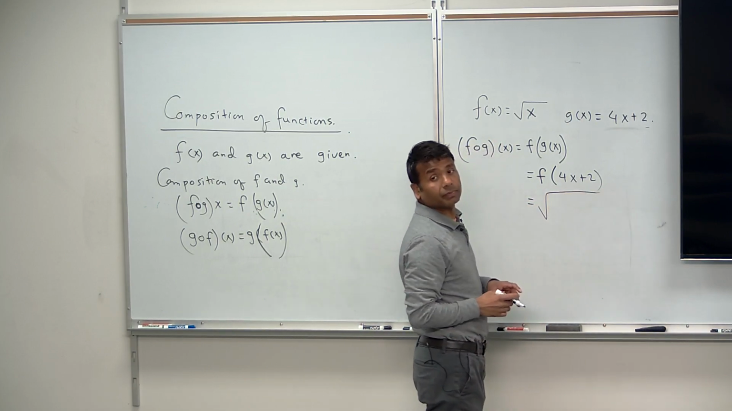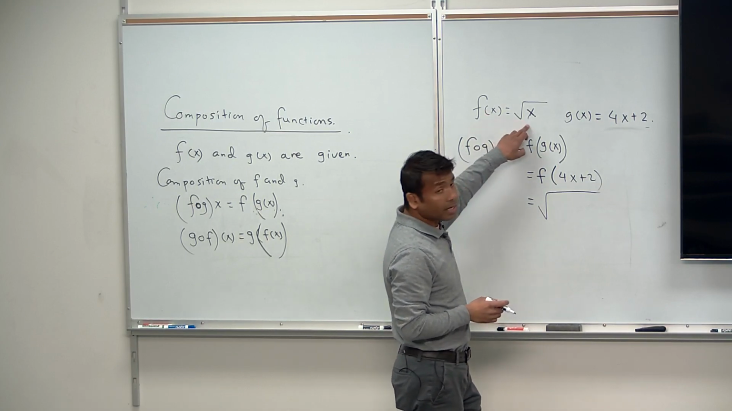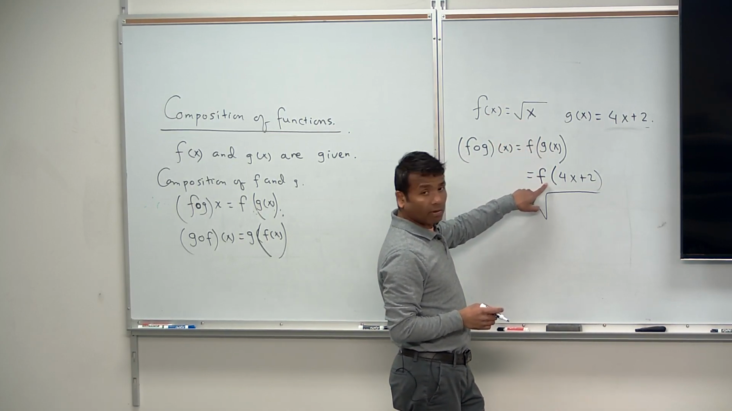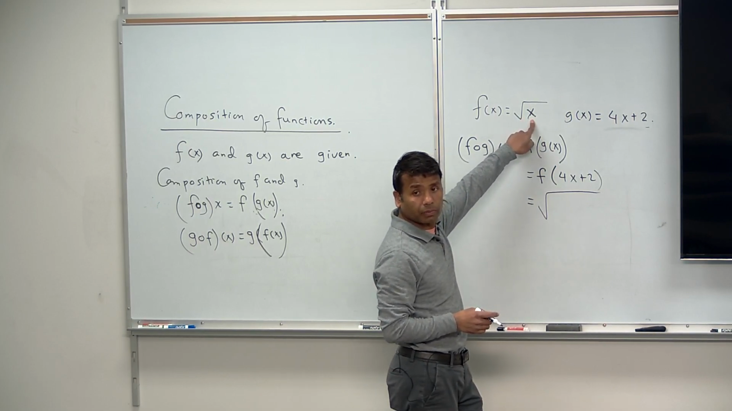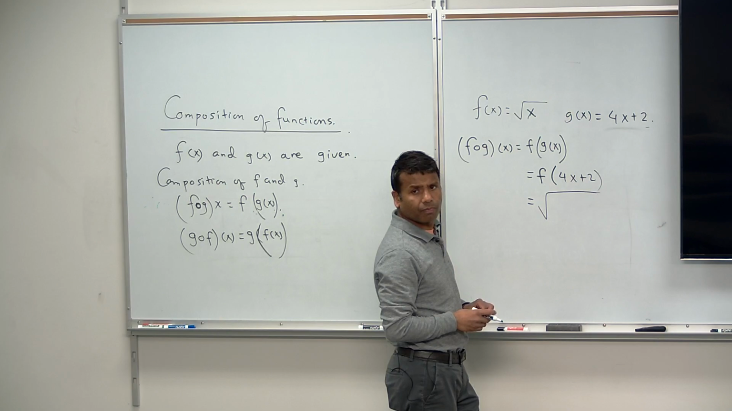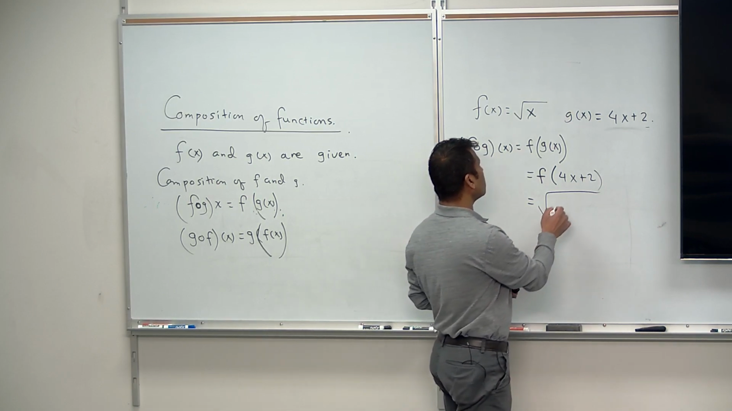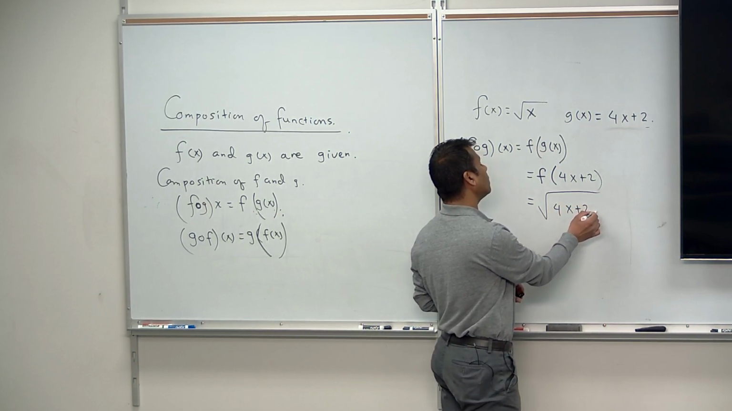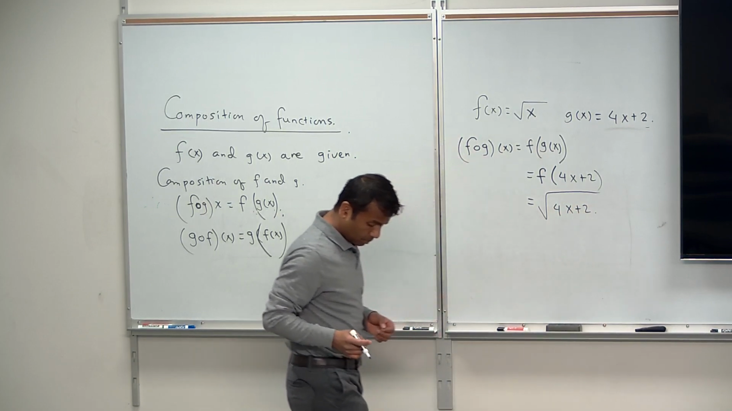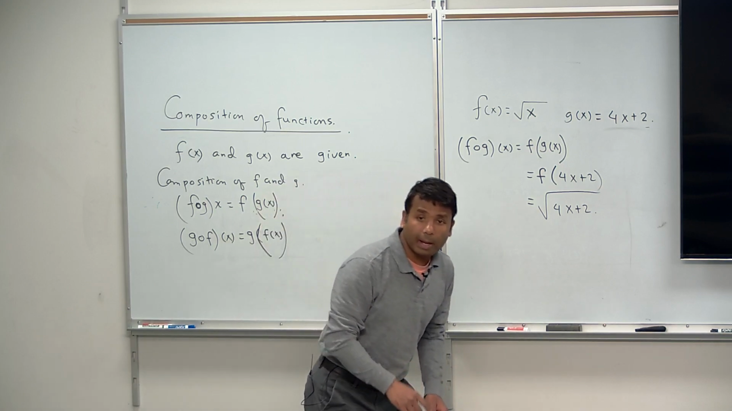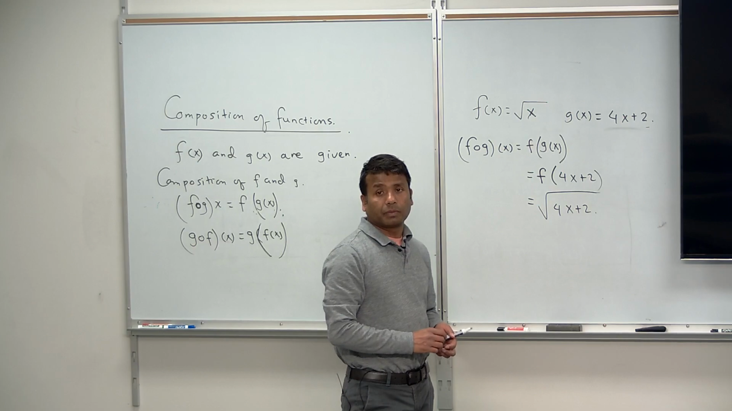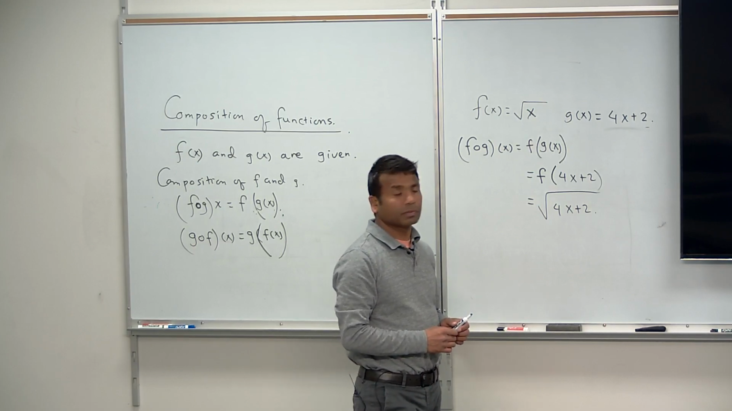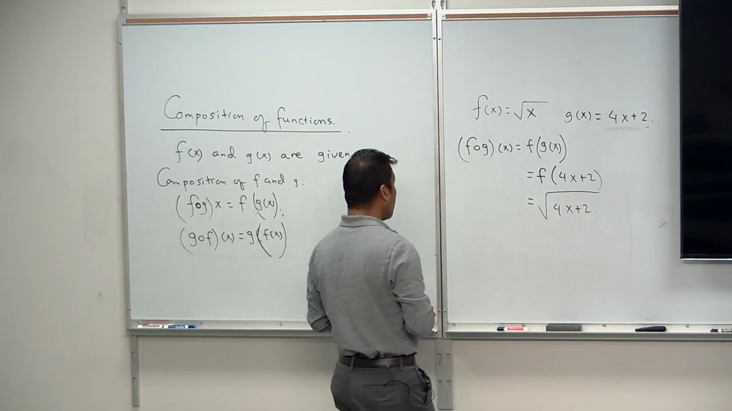Exactly. So your f(x) is radical x. So if you want to evaluate f of 4x plus 2, you replace this x by what? 4x plus 2. Makes sense. Did you get it? So this is radical 4x plus 2. Okay? Good.